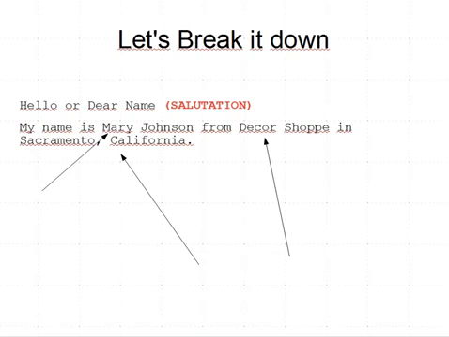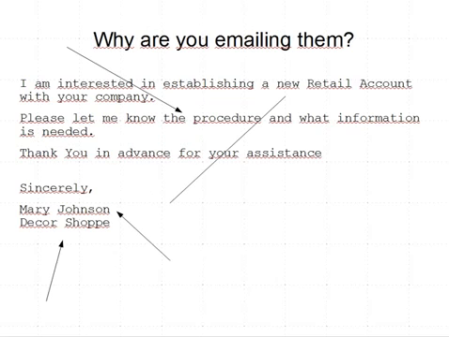Let's break it down a little bit more. When you're in the salutation area, my name is Mary Johnson. I'm from Decor Shop in Sacramento. You see how much information I'm giving in just one line. Hello, dear name, dear Joe, dear Mary, dear Sue, dear Mr. Johnson, whatever it might be. This is what I call getting to the point. People want the bottom line and they want it quickly.